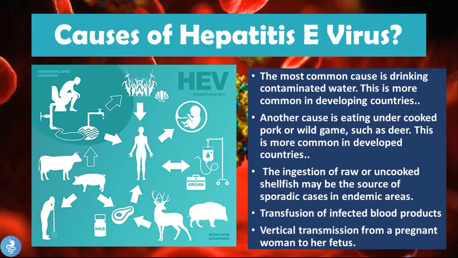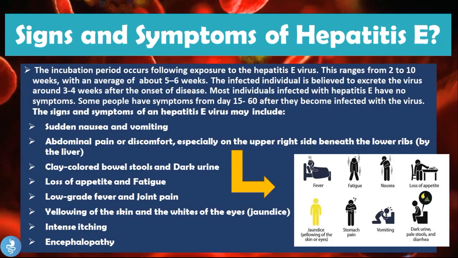The disease may also occur if one receives a transfusion of infected blood products, and there may also be vertical transmission from a pregnant woman to her fetus. So now let's talk about some signs and symptoms of hepatitis E.